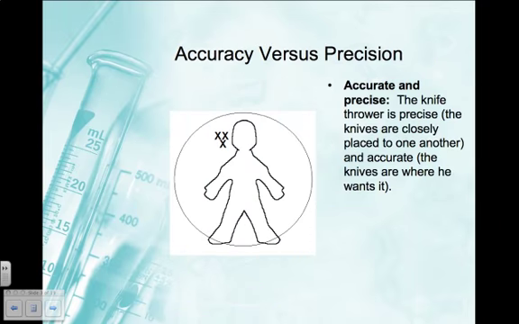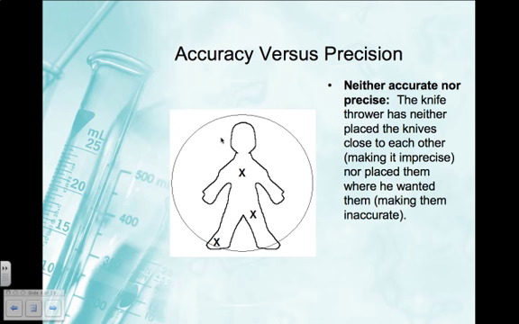Alright, so let's say that I am a knife thrower and I am trying to show off my great knife skills. So basically, I am trying to not hit this person, so I don't want to kill him, and I want to show that I can be very consistent with my knife throwing skills. So right here, this is accurate and precise because I did not kill the person, so I was accurate, and all of my knives went into around the same spot, so that's precise. So this is when I'm accurate and precise.